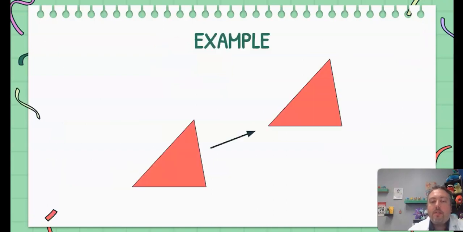So here's an example. I started with my triangle in the bottom left, and all I did was slide it up and to the right, but I didn't change anything else about it.